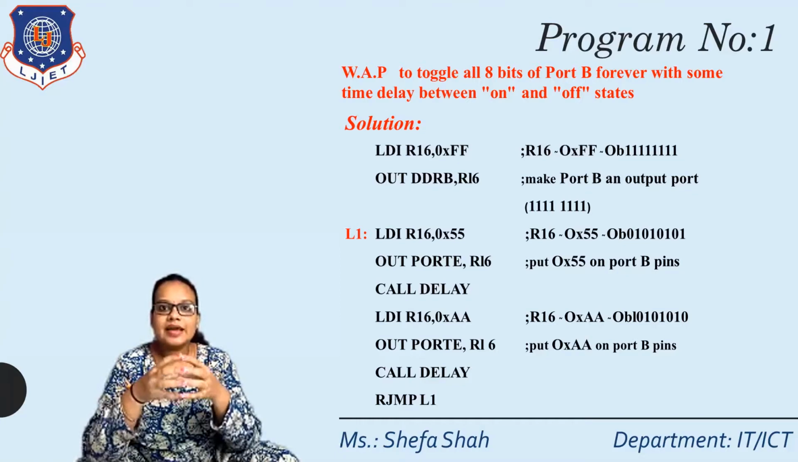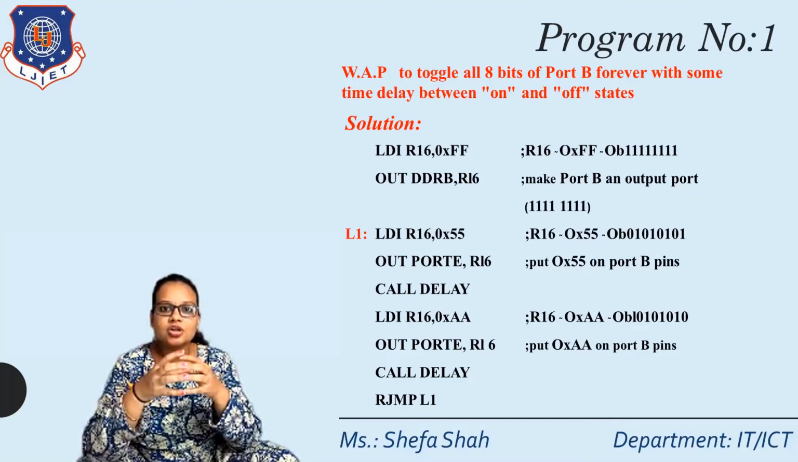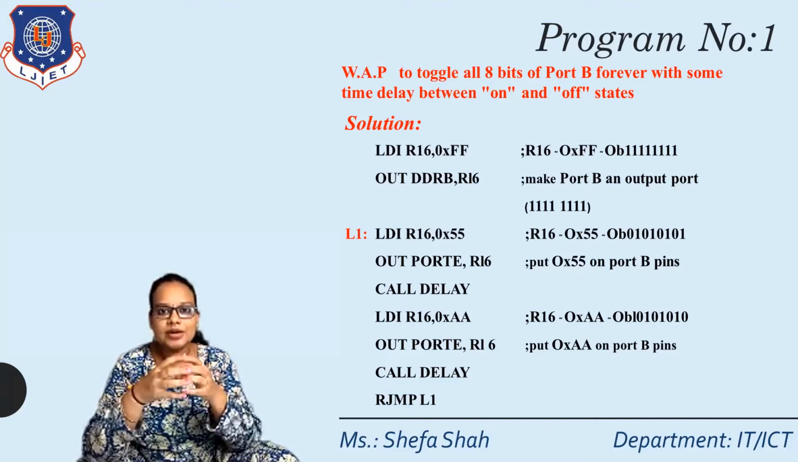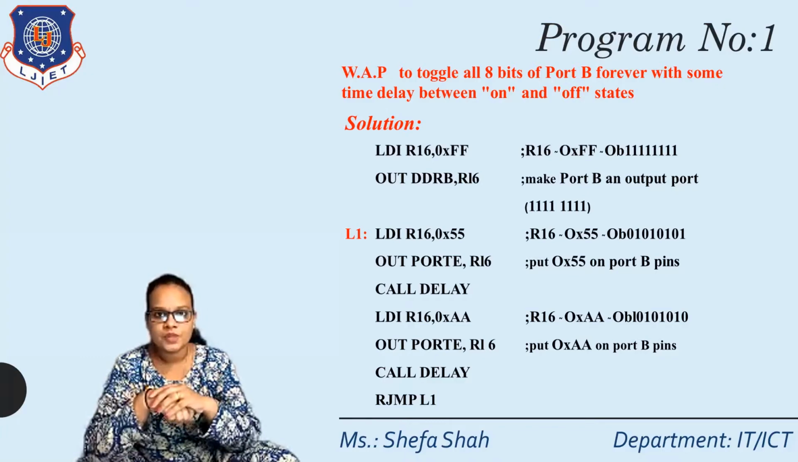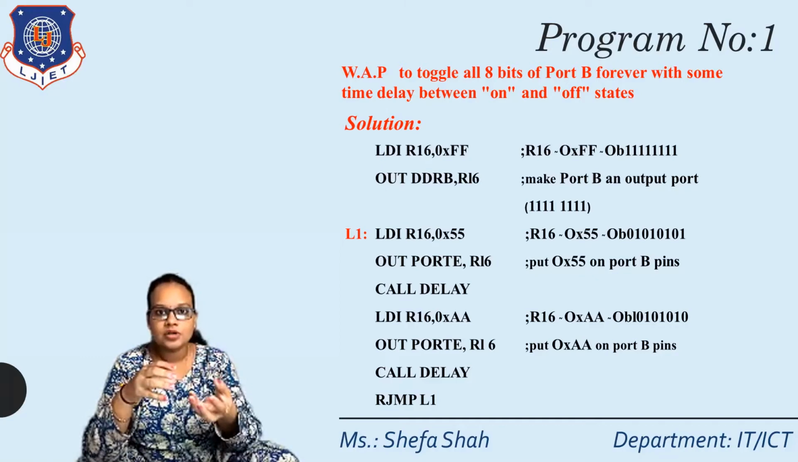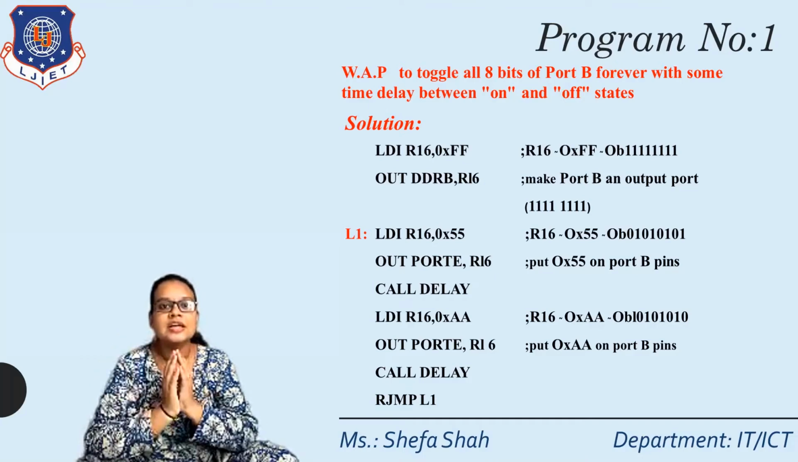Now DDRB, as we have discussed in the IO port programming session, the DDR stands for data direction register. It directs whether that particular port works as an input port or an output port. Whenever we need to make a port an input port, we need to set that DDR register to 00, that means all the 8 bits should be 0.